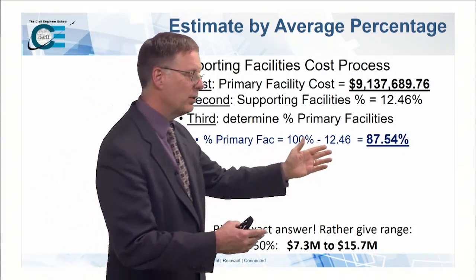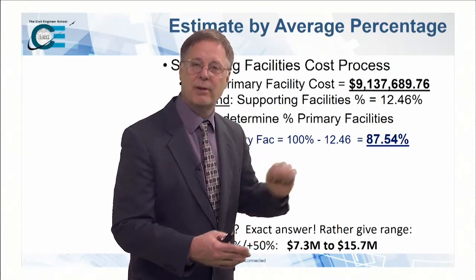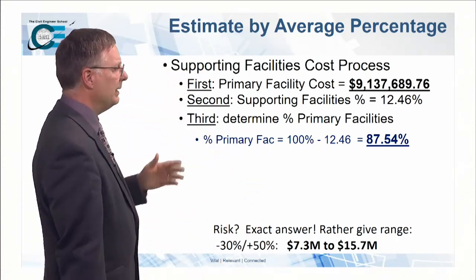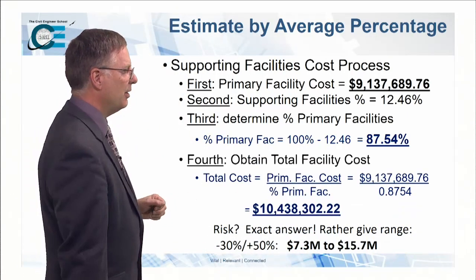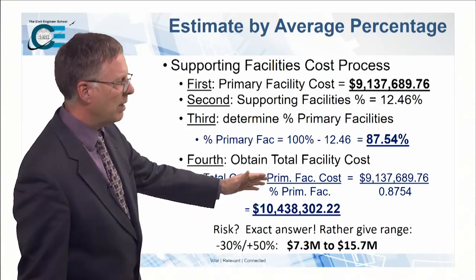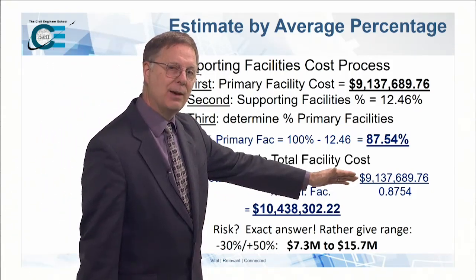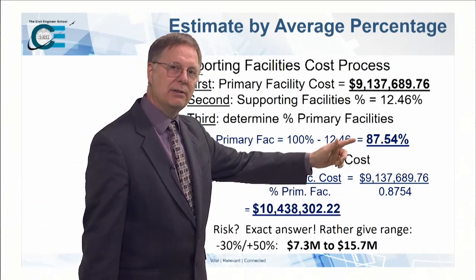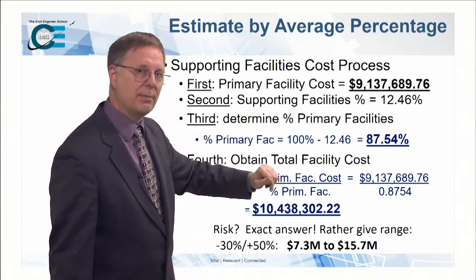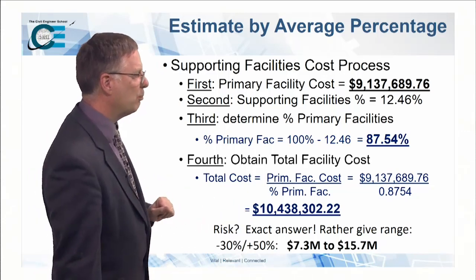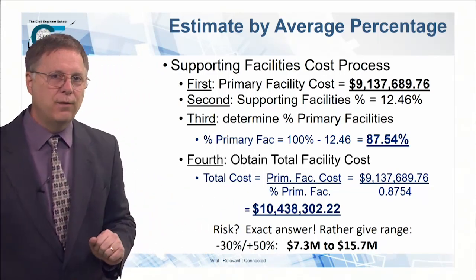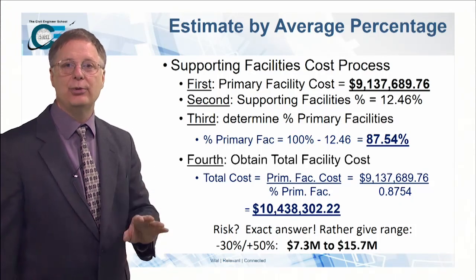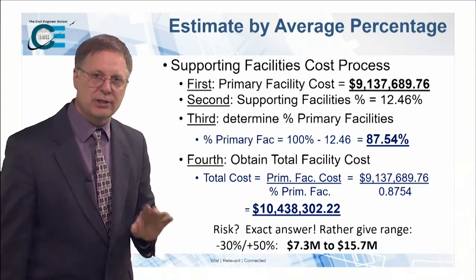All right, so 12.46 is the percentage of supporting facilities. Our primary facilities percentage is 100% minus that. Now we can come up with the total cost. The total cost is that primary facility cost, $9.137 million, divided by the 0.8754 that we figured out before, and it comes up with a price of $10,438,302.22. Now here's the problem.